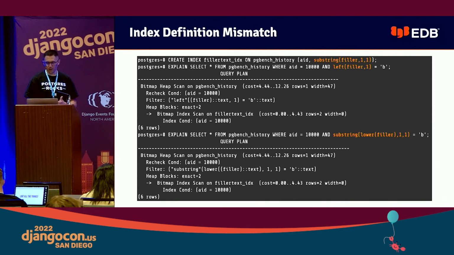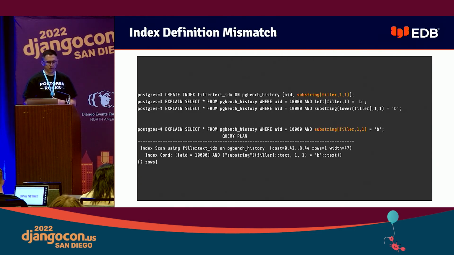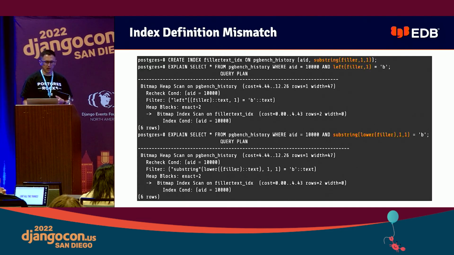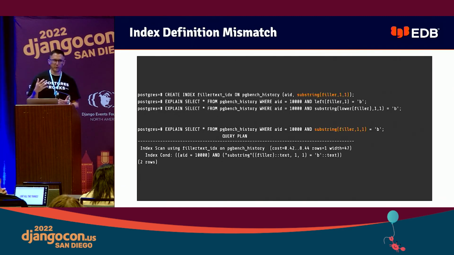Now, the reason why is because when you want the query planner to use an index, it needs to be called in the same way in which it was created. Okay, so those other examples that I had, it was not substring on filler, it was left on filler, or substring on lower of filler. And by doing that, the query planner doesn't know it should use that index. Okay. And once you call it the right way, you actually start using the index scan like you're supposed to.